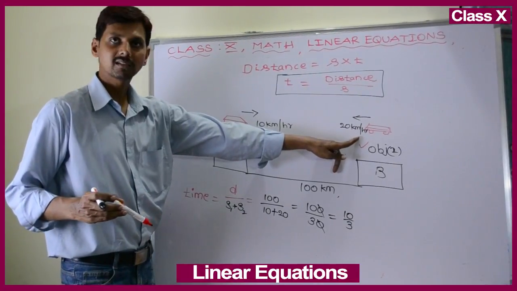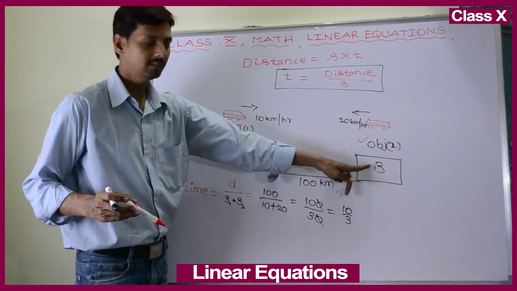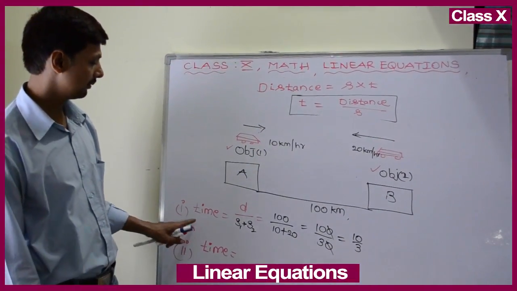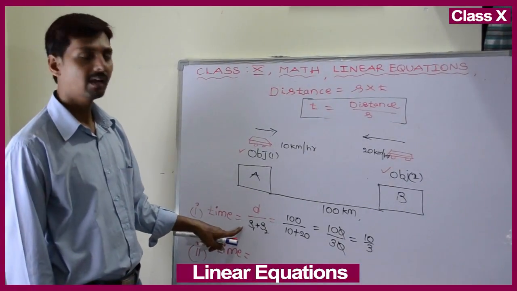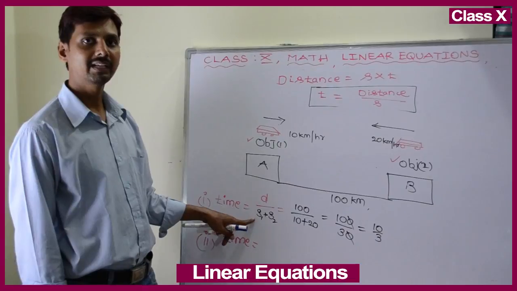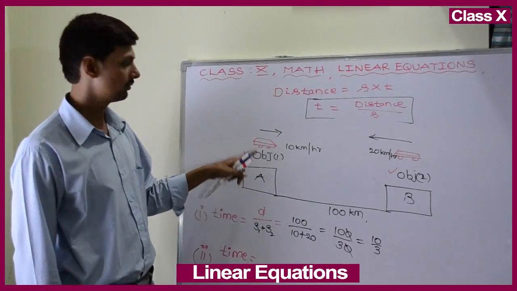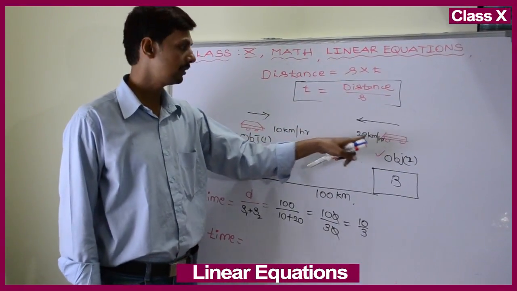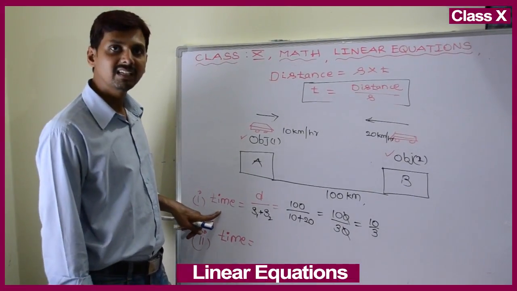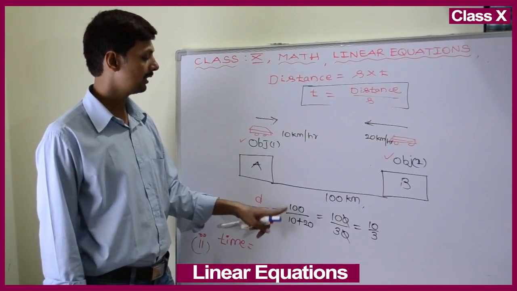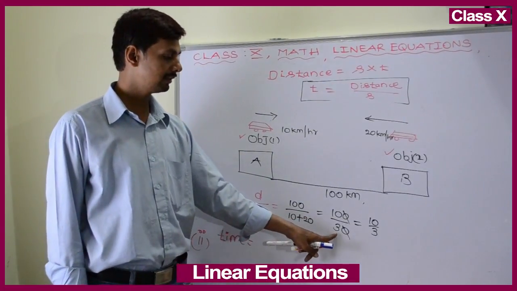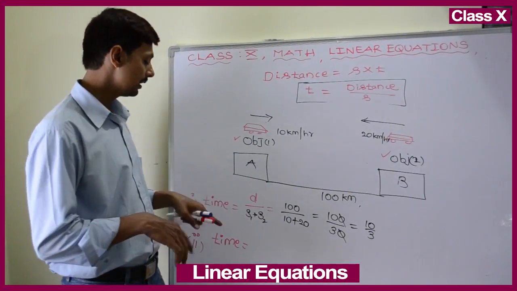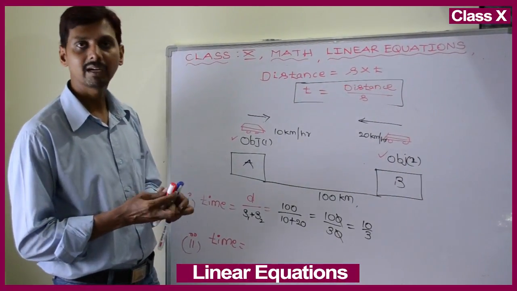If the 2 cars start from point A and point B respectively with 10 kilometers per hour and 20 kilometers per hour respectively, we have observed that time is equal to distance by the sum of the speeds when two cars are traveling in opposite directions. This car started from point A and this car started from point B with speeds of 10 and 20 kilometers per hour respectively. So they meet at distance by sum of the speeds: 100 by 10 plus 20, that is 100 by 30, the zeros cancel, and after 10 by 3 hours the two cars meet.